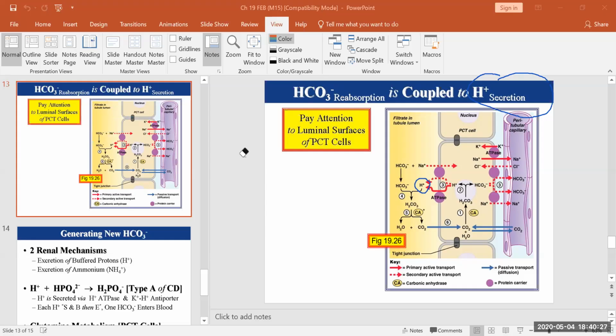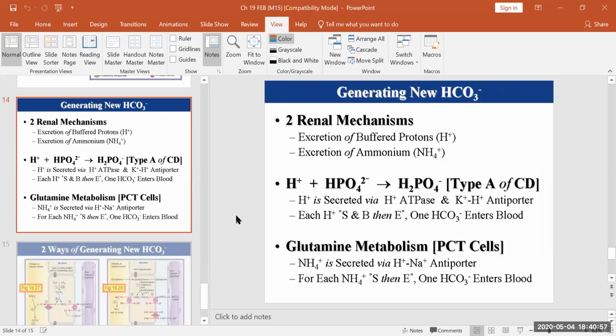So not only are you reabsorbing something you desired, but you're also getting rid of something that's undesired. You're reclaiming bicarbonate, and you're getting rid of these hydrogen cations, which directly affects the pH of your body fluids. Now, that is just reabsorbing what you have, and we know it's not enough, right? So we need to produce new bicarbonate, which leads to the next slide.